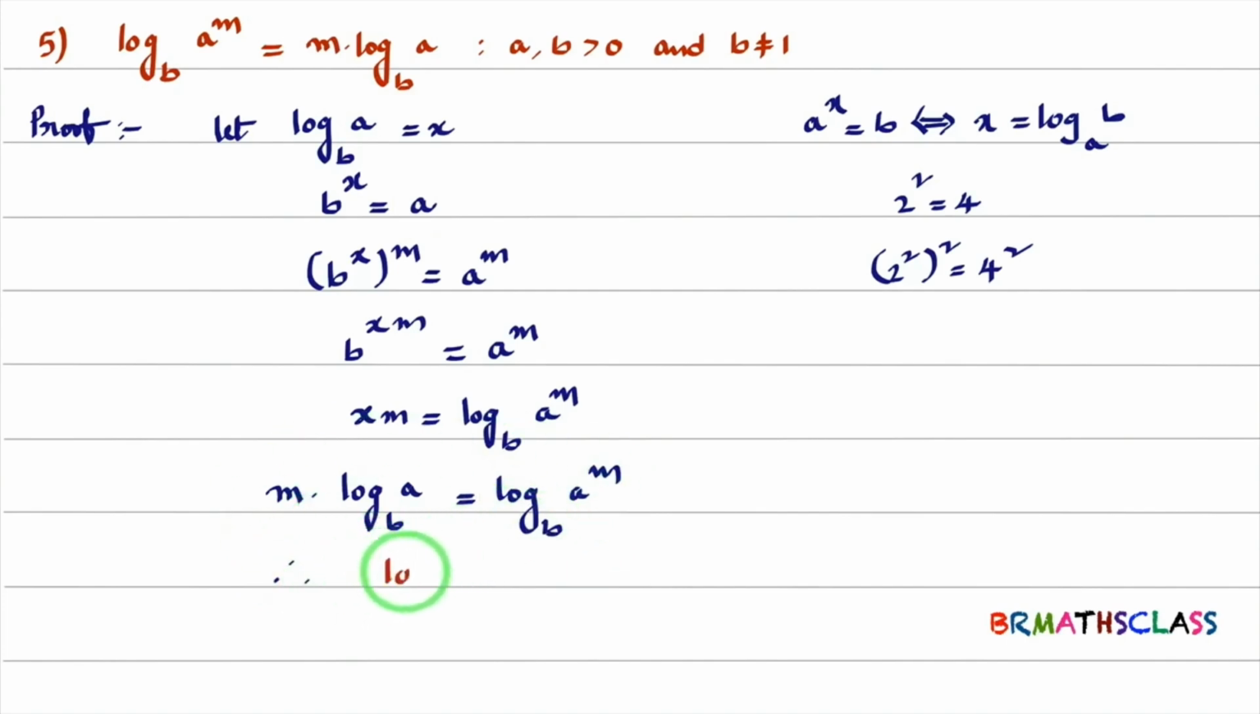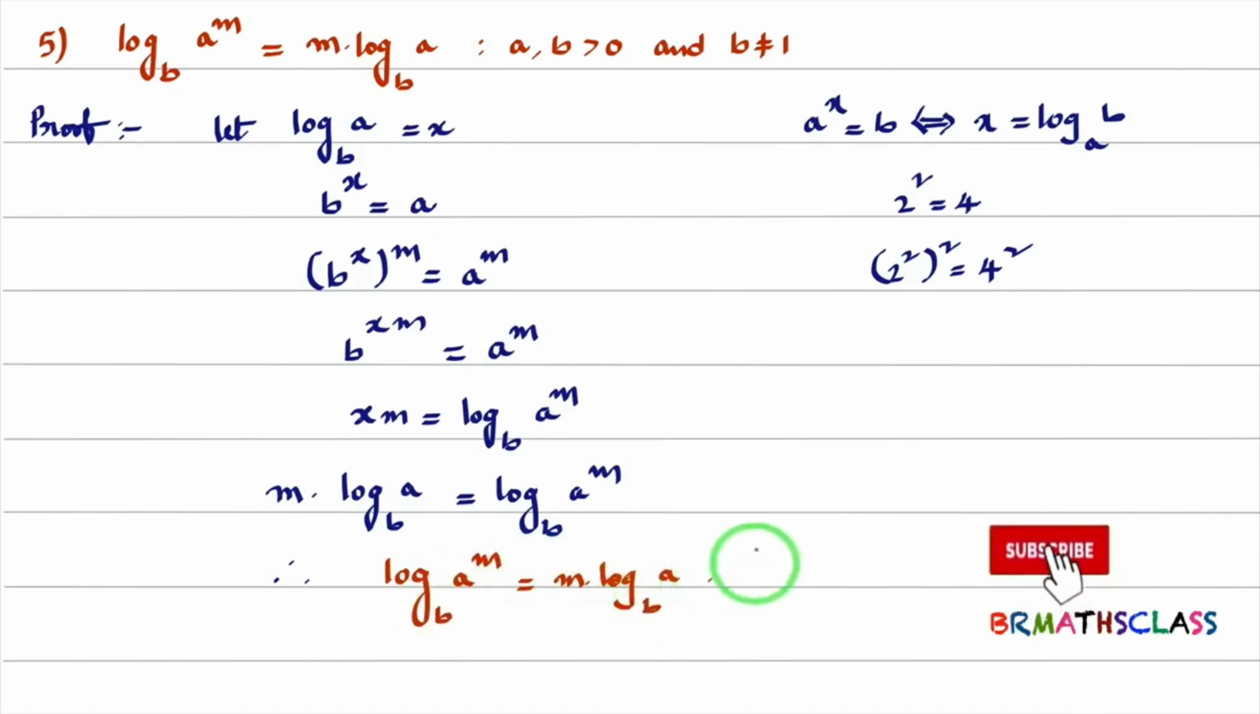You proved that the logarithm of a power m base b can be written as m into log a base b. I hope you understand this. Now we will see the proof of the sixth property.